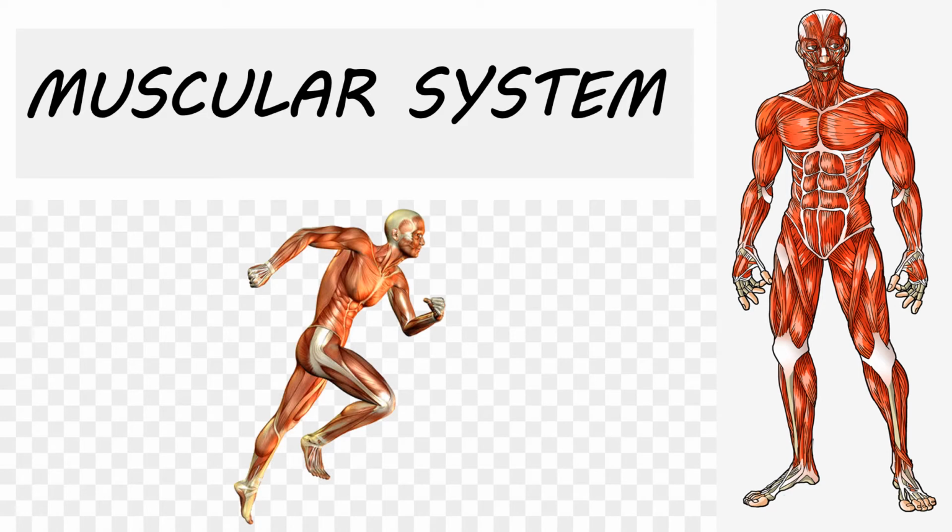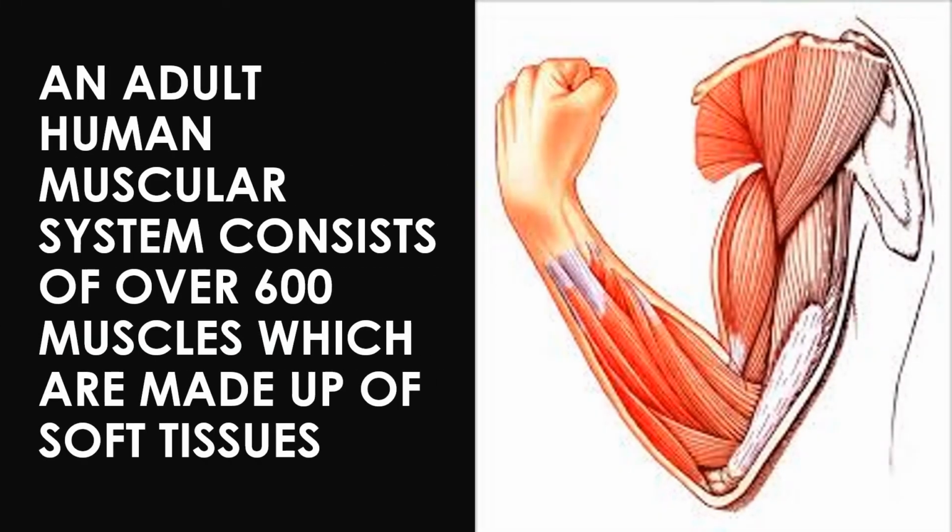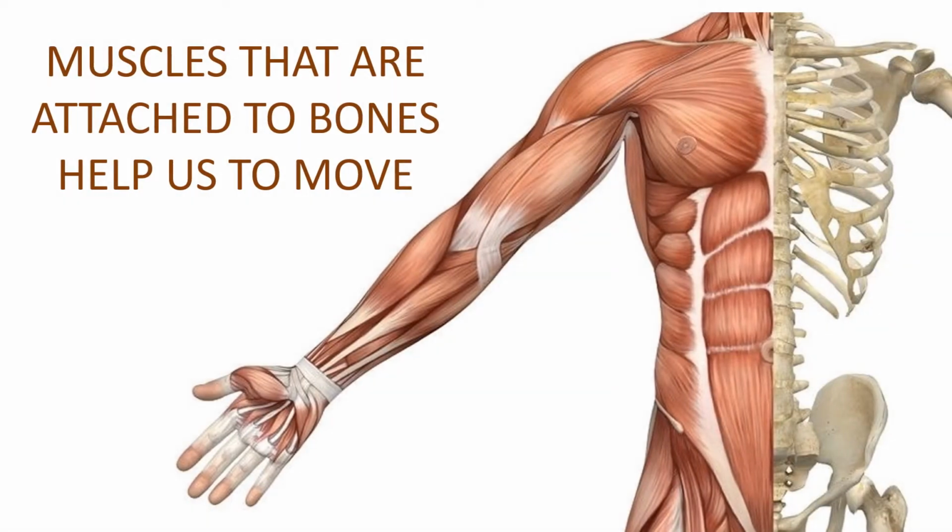Muscular system. The muscular system is made up of muscles. An adult muscular system consists of over 600 muscles which are made up of soft tissues. Muscles that are attached to bones help us to move. There are more than 600 muscles in our body. These muscles cover the bones. Some muscles are attached to bones. They cause movement of bones, which makes the body move.